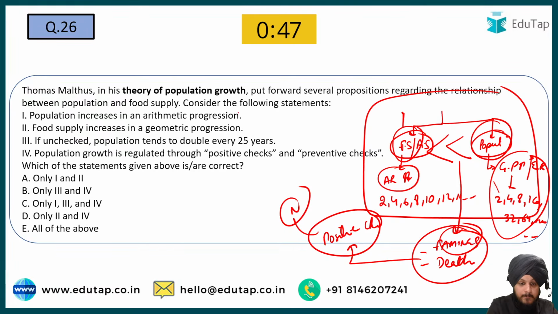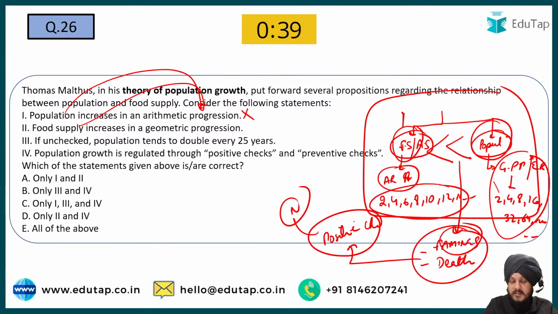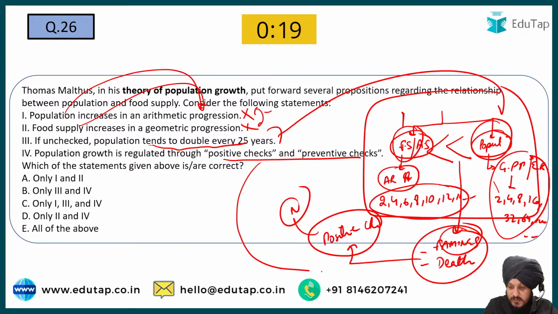So based on that, this point is the incorrect one because it says population will increase arithmetically. That is not true. It says food supply will increase arithmetically, in the form of 2, 4, 6, 8, 10, 12, right? And over here the population is going to increase by geometric progression. So both of them are incorrect. These two will be reversed, right? If unchecked, population tends to double after 25 years. Absolutely correct. This is what was stated. And the population growth is regulated through positive checks and preventive checks. So these are the steps I told you. So based on that, these two are the correct ones. So 3 and 4. So B is going to be the correct answer to this question, right? So I hope it is clear to everyone.